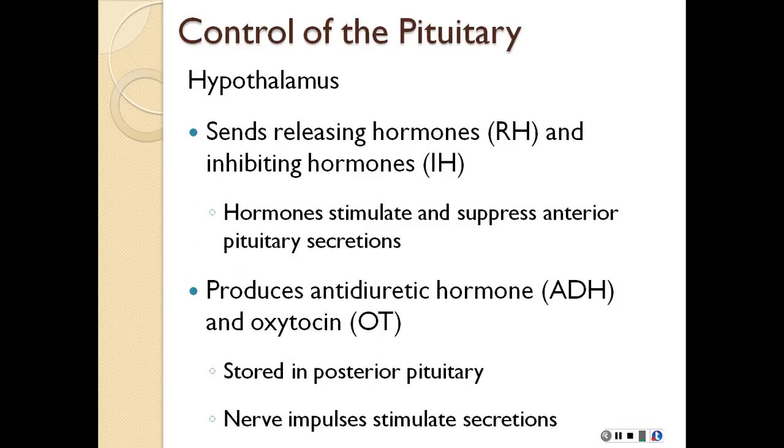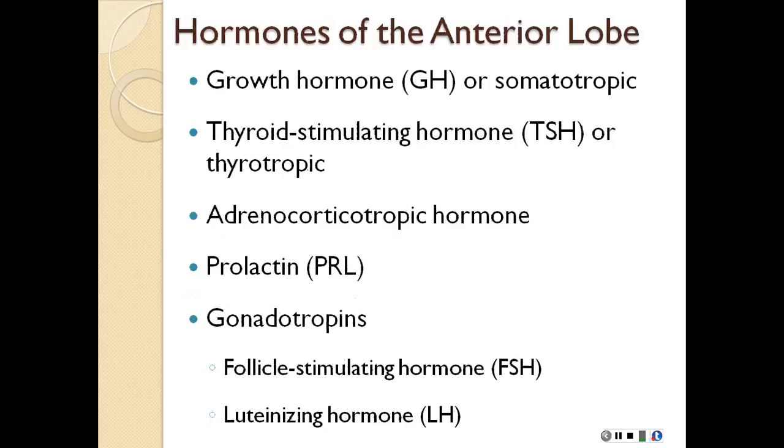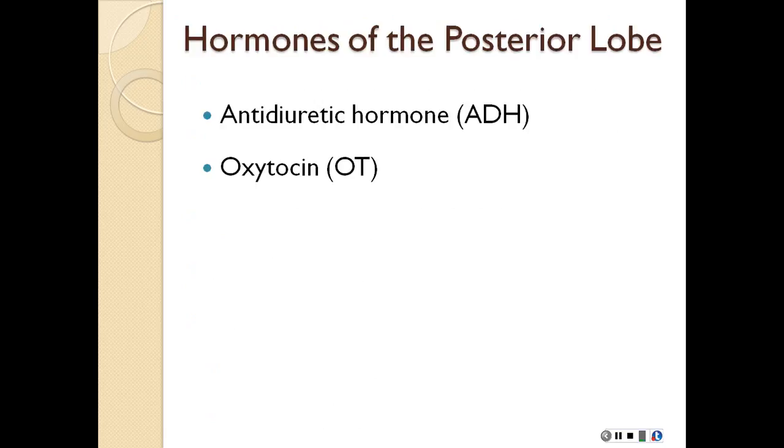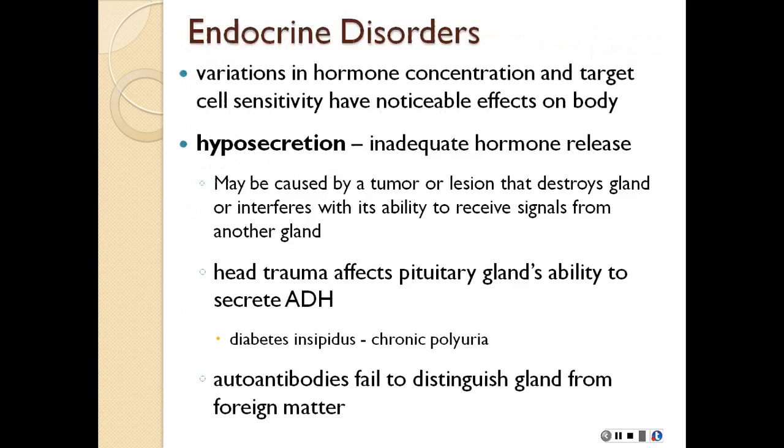Okay, so here it just tells you a little bit more about those releasing and inhibiting hormones that come from the hypothalamus to control hormonal release from the pituitary, anterior pituitary gland. All right. Now, what I wanted to get into are some of the effects of endocrine glands over-secreting a hormone or under-secreting a hormone.